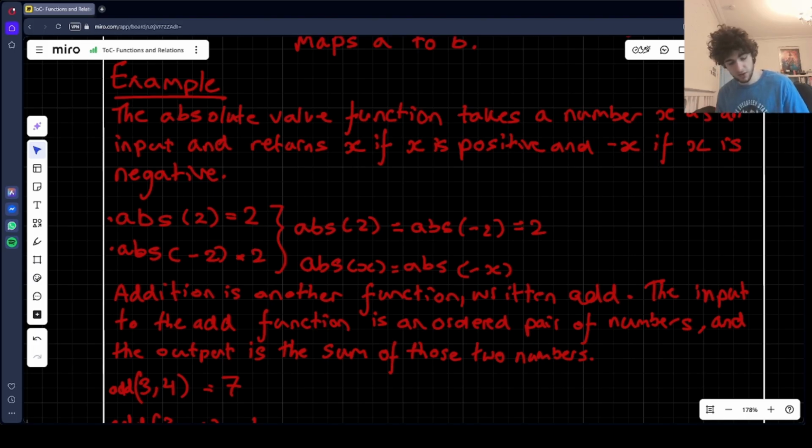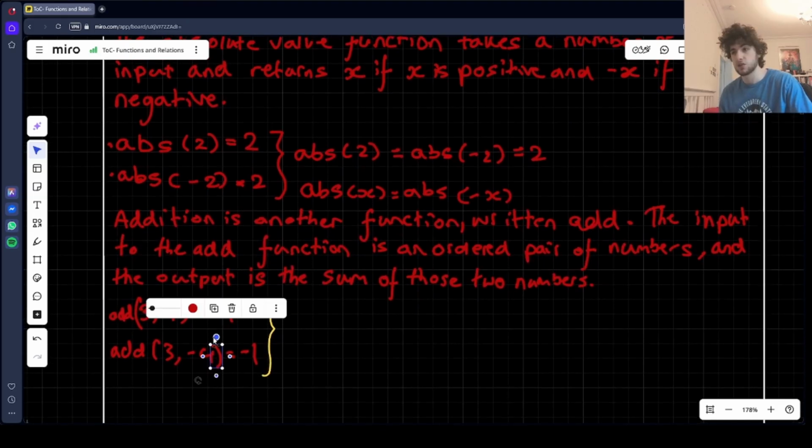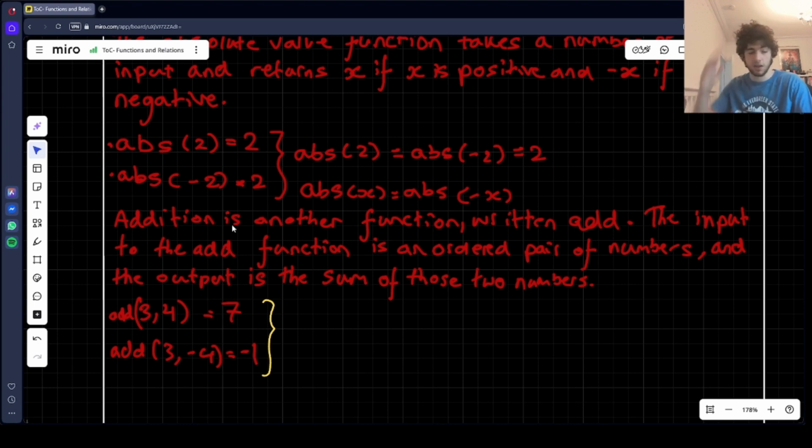So if we know how to add two numbers together, then we can define this function called the add function, which just adds them together. The input is always going to be an ordered pair. We need to input two integers, and the output will be a single integer, which is just their sum. Awesome. Okay, so I think it's about time that we have this more precise wording for things.